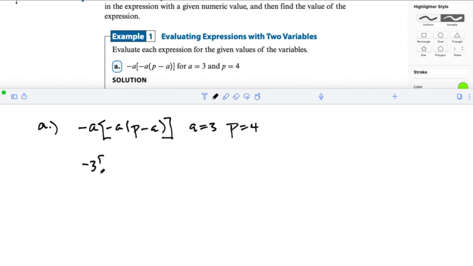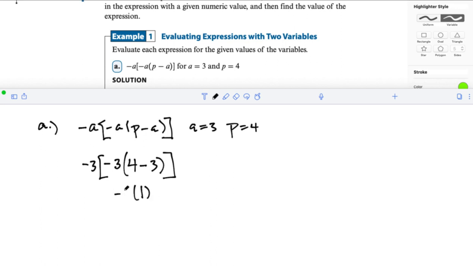Negative 3, open parentheses, even though it's a bracket, it's like a parentheses, minus 3 right there, open parentheses, 4 minus 3, close parentheses, and close bracket. So now this is the situation. We're going to use order of operations. We're going to do what's inside the parentheses first. So what we end up with is 4 minus 3, which is 1.